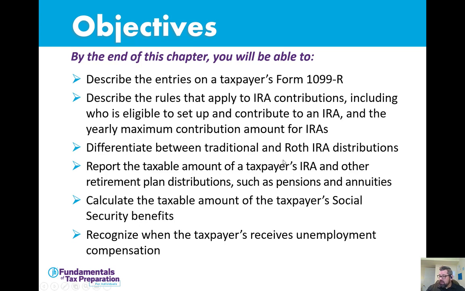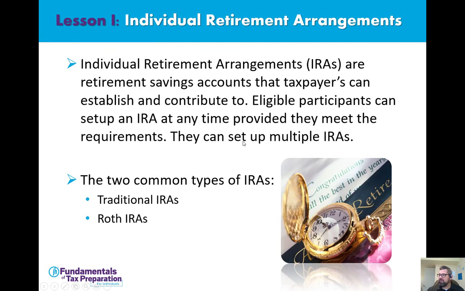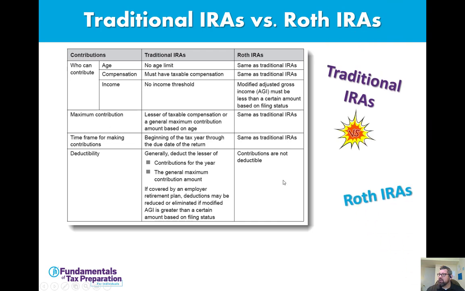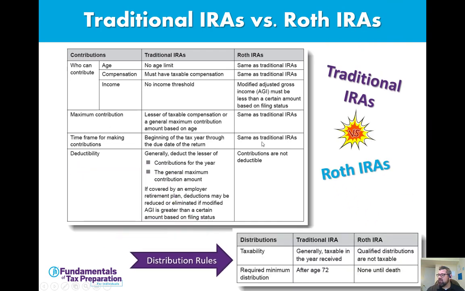So these are the things that we're going to go over here. I'm not going to read through them all, but we're going to be talking about pensions, annuities, and retirement in general. Individual retirement arrangements, I mentioned that on the last one. That's what IRA stands for. And there are two different types: traditional IRAs and Roth IRAs. This goes over some of the differences of these two types.